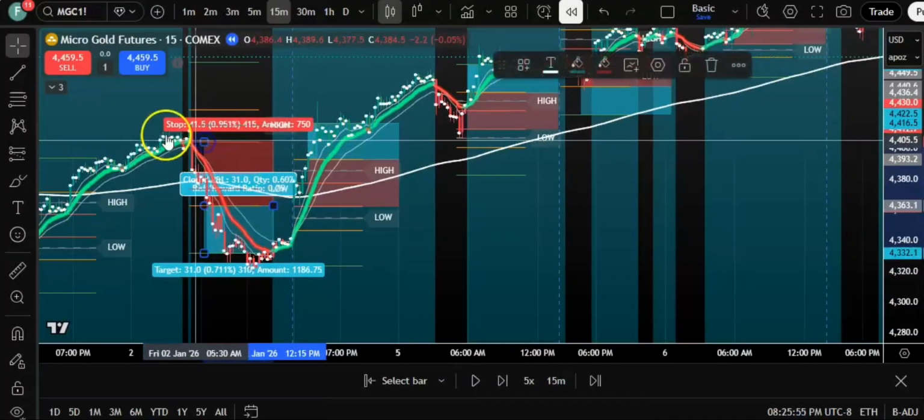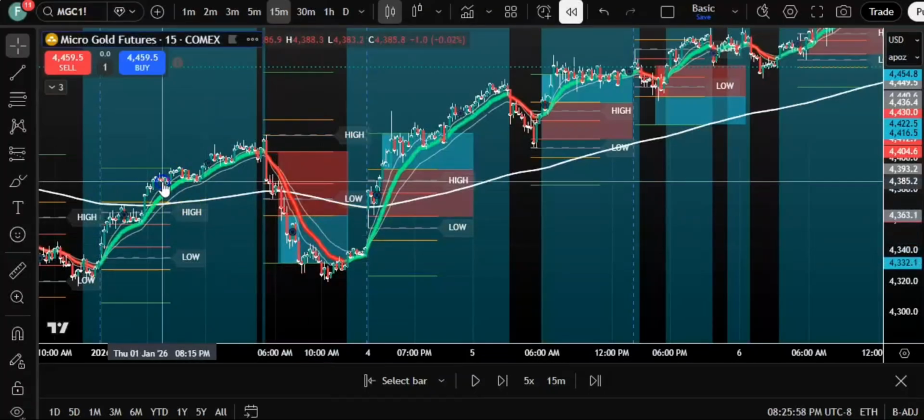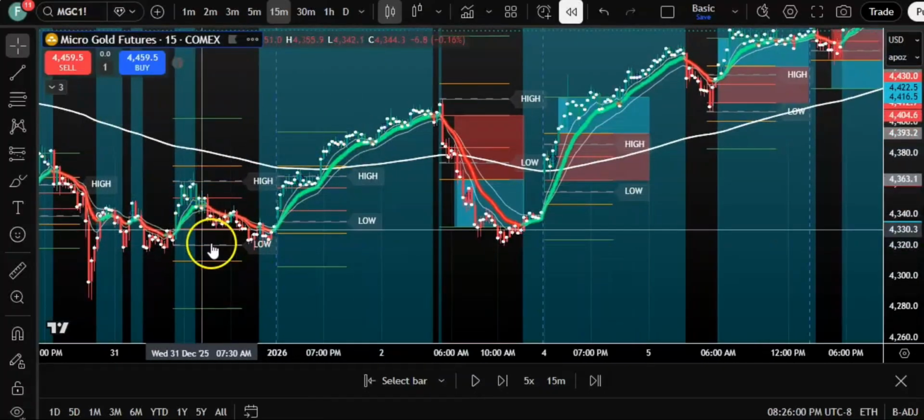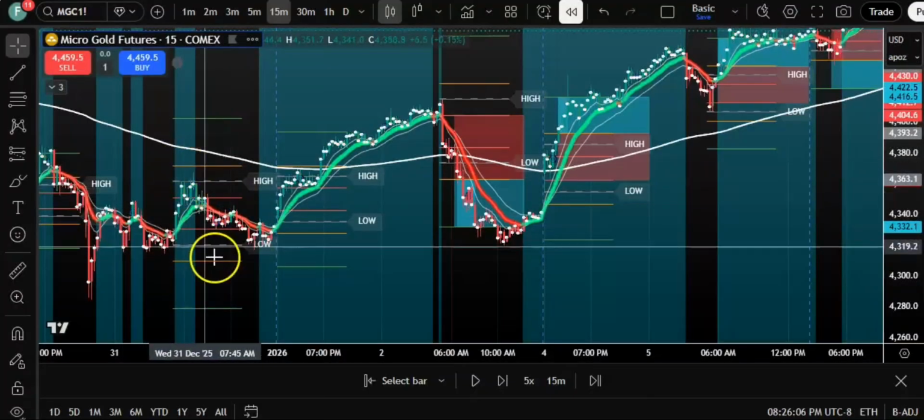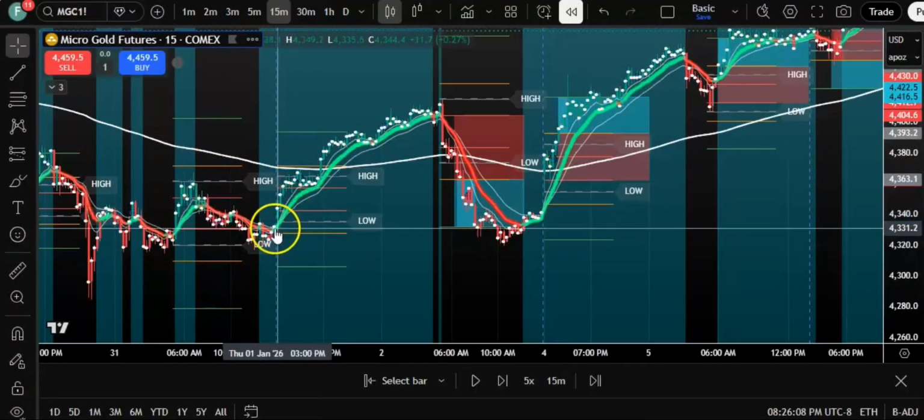You can see a lot of the times it does hit TP. That one hit TP, this one hit TP, this one hit TP. Let's see, this one didn't trigger any trade, so no trade on this one. You can see the entries right here, and no trade. Here's a new trading day.